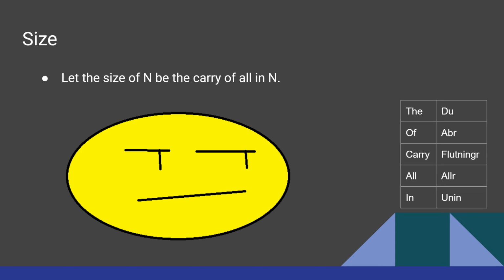You may have noticed, if you snuck a peek at the magic dictionary, Paolini never defined numbers. We need numbers, and to define numbers, we need a word for size. Sadly, there's also no word for size. The best definition I could contrive with such a limited vocabulary is: let the size of n be the carry of all in n. This is, to say the least, unsatisfactory.